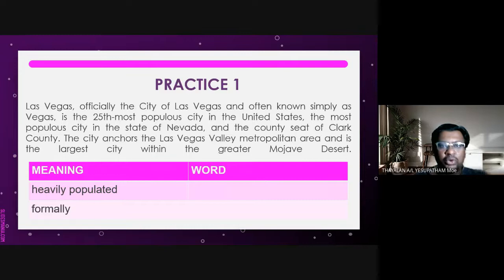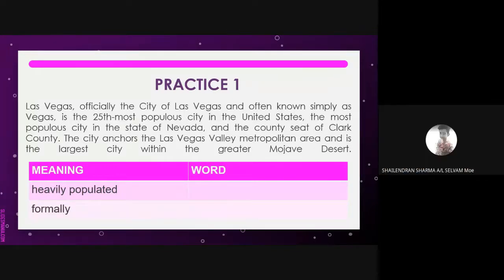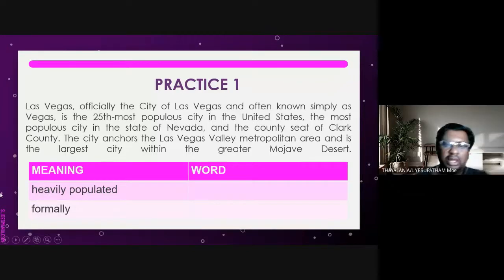Can you read the text, Mohan? I can't hear you. Sir, he left the meet, sir. Okay, now who is in the chat? Let me call out other names. How about Srimati? Is Srimati in? Srimati, are you in there? Yes, sir. Okay, can you read the text, Srimati?